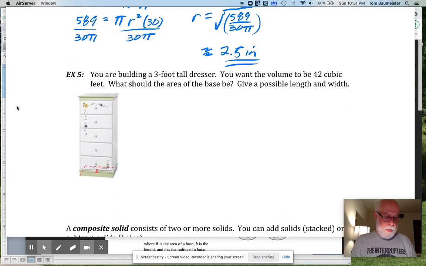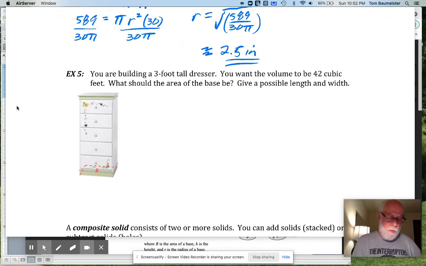Okay. Example 5, you are building a 3-foot tall dresser. You want the volume to be 42 cubic feet. What should the area of the base be? And give a possible length and width. So on this one here, again, I just found a picture of all this, the one they had in the book. Definitely looks like it could be taller than 3 feet, but I just went ahead and used it.